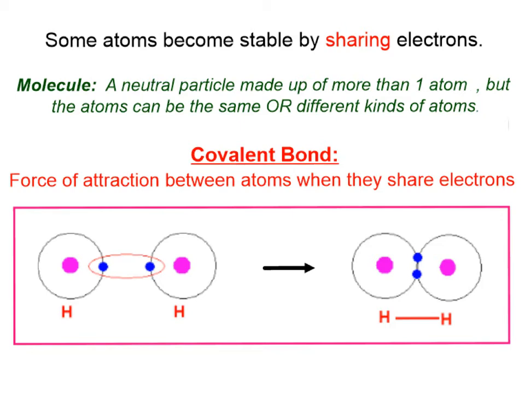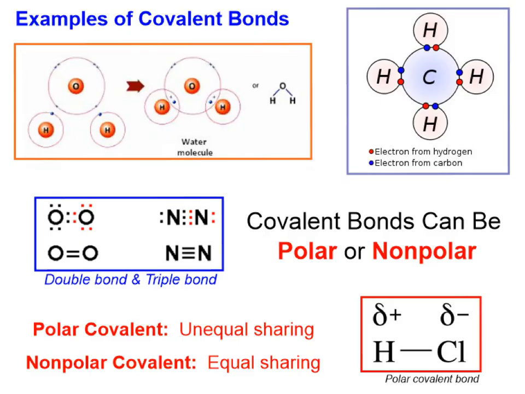Here's an example with hydrogen. We have 2 hydrogen atoms. They each have 1 electron, and they can form a covalent bond where they share equally those 2 electrons. Here are some examples of covalent bonds.